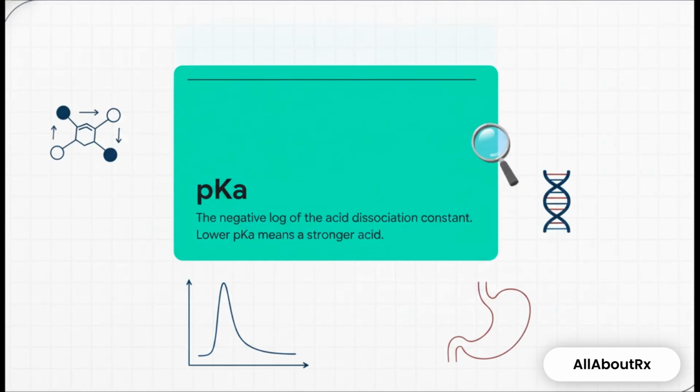By definition, pKa is the negative logarithm of the acid dissociation constant. But in simple terms, it just indicates how strong an acid or a base really is. The quick rule of thumb to remember here is the lower the pKa, the stronger the acid. And this actually sets the stage for probably the most important mathematical relationship in pharmaceutics.